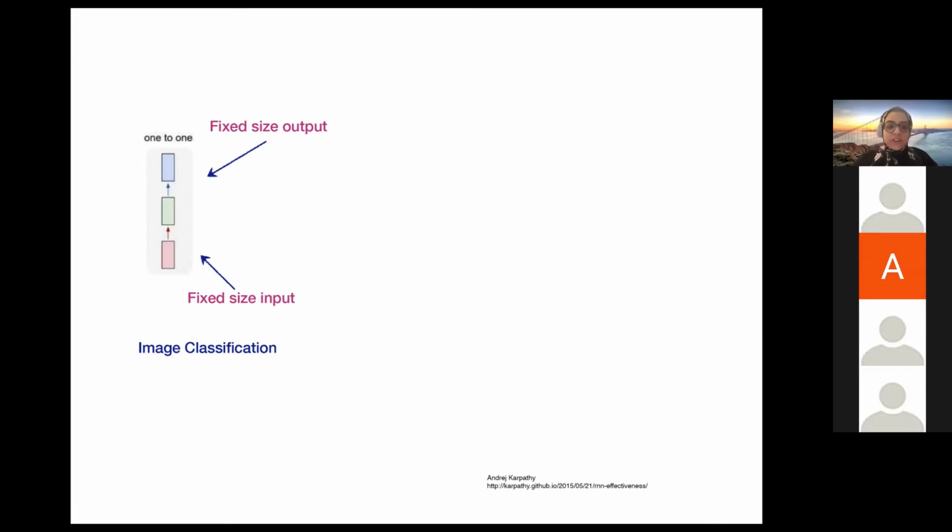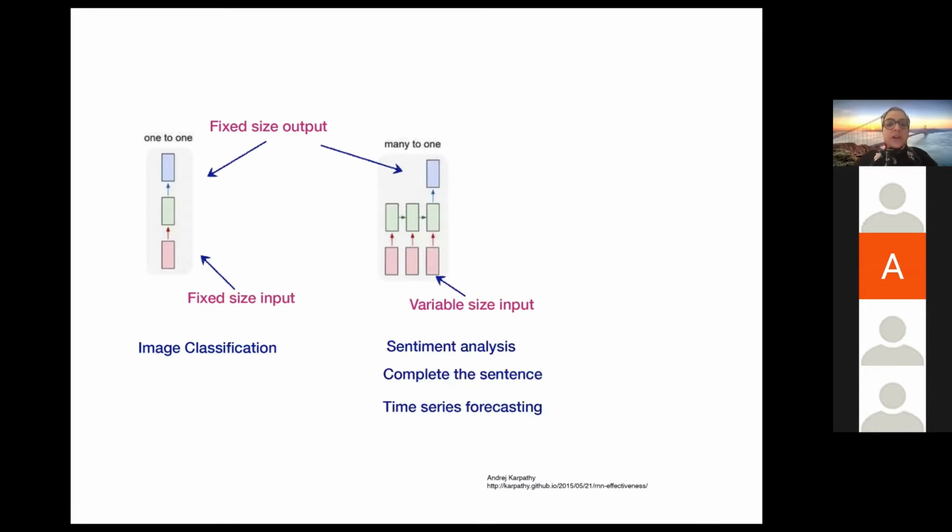But it's not very flexible, meaning that we don't always have a fixed size input. So sometimes we have a variable size input. For example, in cases where you have language and you have a sentence which has different length, and then you want to make a prediction. So an example of that is in sentiment analysis, when you look at a review and want to know if this is a positive review or a negative review. Or if you have a sentence and you want to complete it with the next word, so you have a variable size input and you want to make a single output.